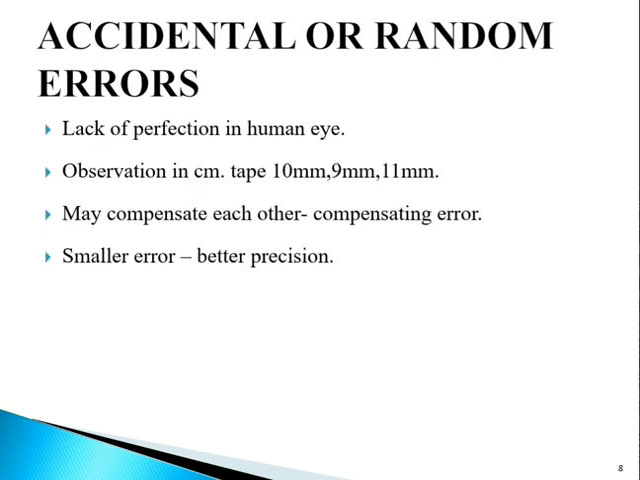Accidental errors occur due to lack of perfection in the human eye. For example, while measuring a distance with a steel tape marked in centimeters, if one has to estimate the distance in millimeters, he may estimate a distance of 10 mm as 9 mm or 11 mm because the eye cannot judge the exact division. This would cause an accidental error.